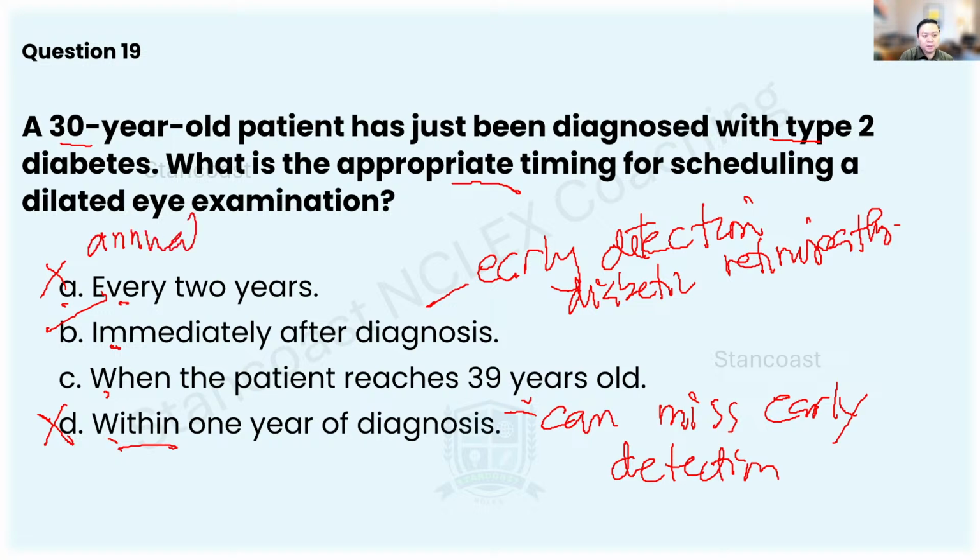Annual eye exam, not every 2 years. If you chose letter C, when the patient reaches 39 years old, that's 9 years after the diagnosis, your patient probably has already developed the chronic eye issues. They probably have the diabetic retinopathy already. So this is not going to help the patient.